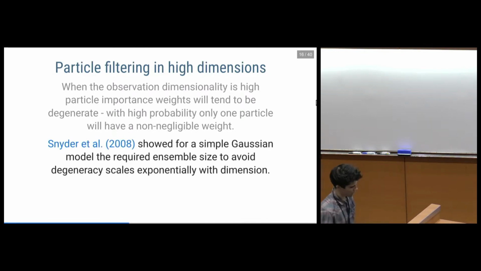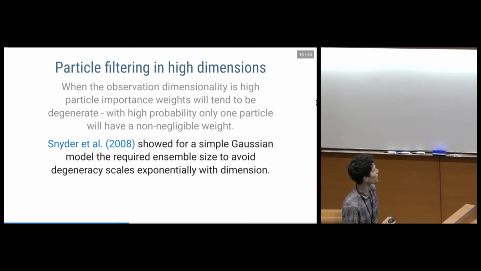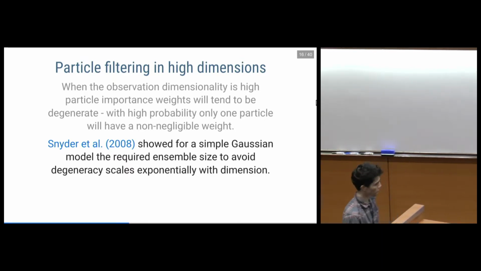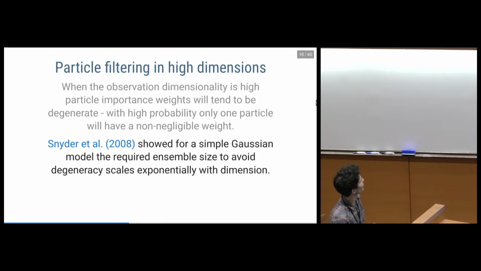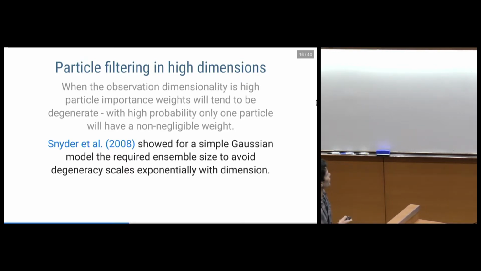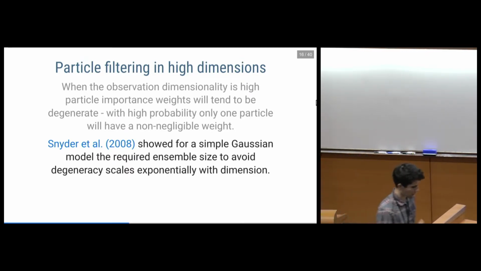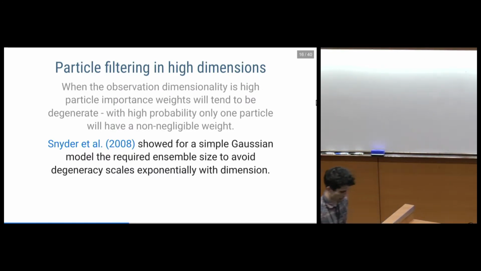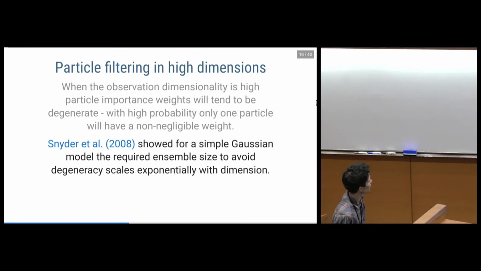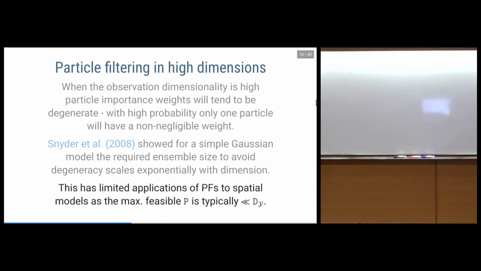So even in a simple Gaussian case, you can show that the required ensemble size to avoid this degeneracy issue will scale exponentially in the model dimension. So if we think of the sort of dimensionality we're considering here, we can see this is clearly going to be intractable. This suggests that there might be little hope of using particle filters within the kind of spatial models we're interested in. And it has, in fact, limited the direct application of this very simple particle filtering algorithm that I have described so far within spatial models.